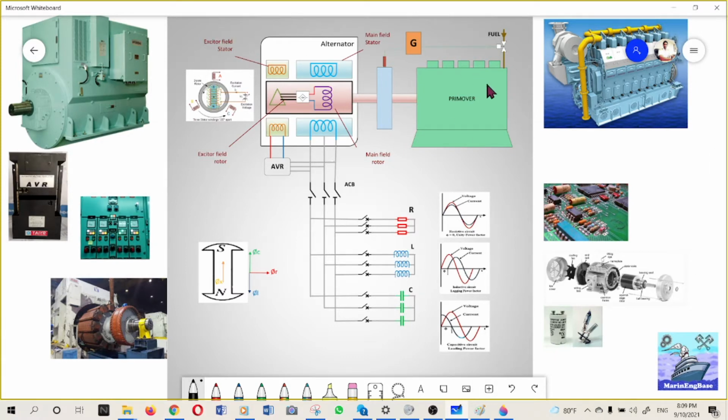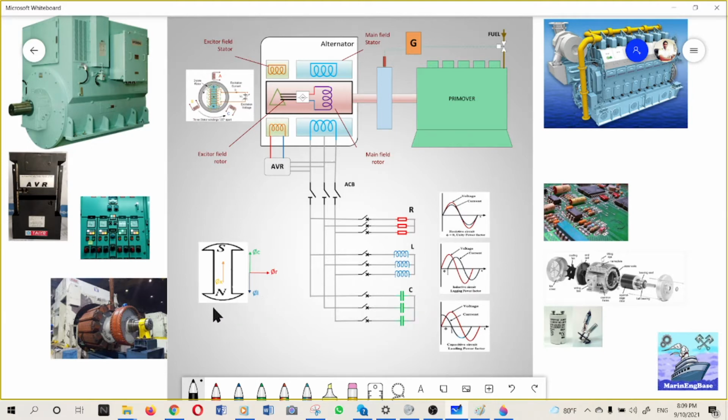This main diagram consists of a generator with a prime mover and an alternator, and this alternator is supplying the bus bar through an air circuit breaker. From this bus bar there are three kinds of loads we can theoretically discuss: resistive loads, inductive loads, and capacitive loads.